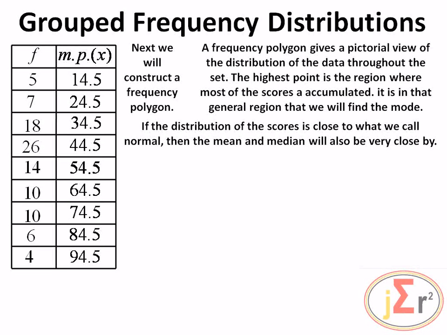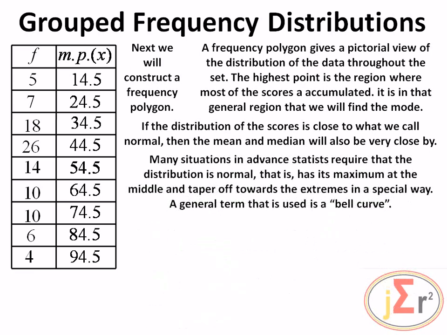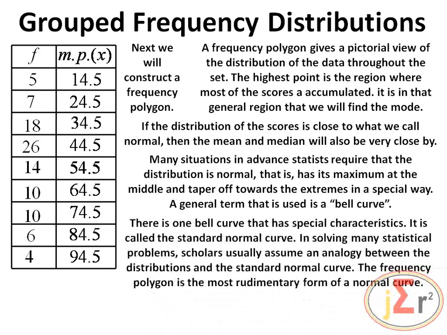As a matter of fact, statisticians assume that they are equal. Many situations in advanced statistics require that the distribution is normal, that is, has its maximum at the middle and tapers off towards the extremes in a special way. A general term that is used for a normal distribution is a bell curve. There is one bell curve that has special characteristics. It is called the standard normal curve.